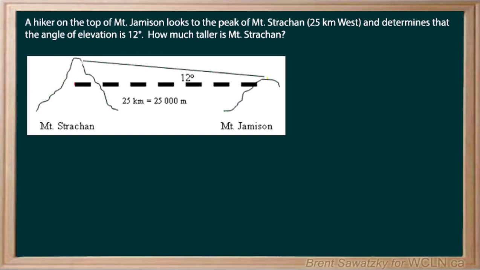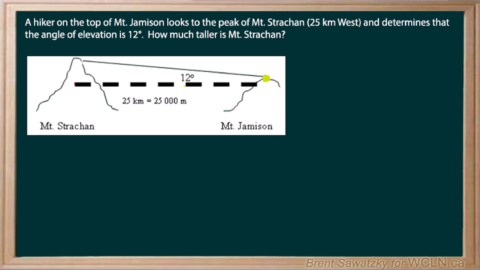Okay, in this case, we have a hiker standing on the top of Mount Jameson. And they're looking across the valley and they see this Mount Strahnu that's a little bit bigger than the mountain he's on. And he's wondering, how much bigger? So looking across the valley, whether he has a clinometer, whatever, he establishes the angle of elevation.